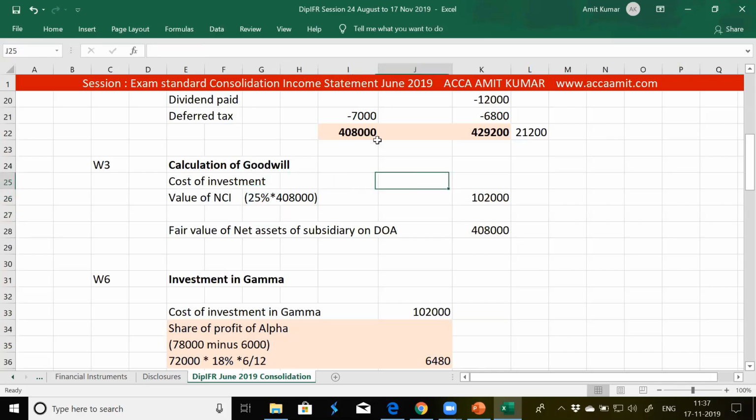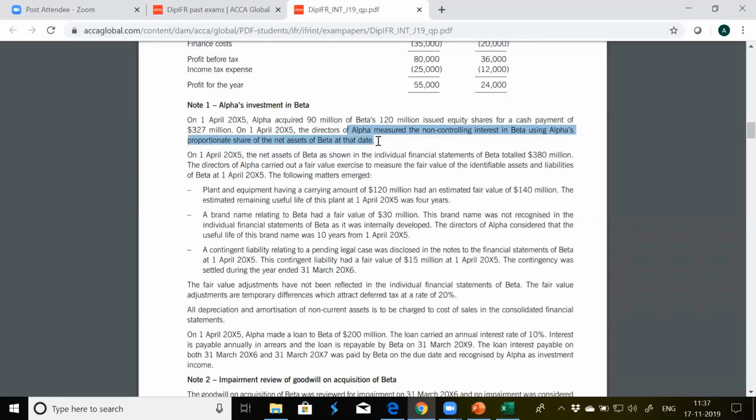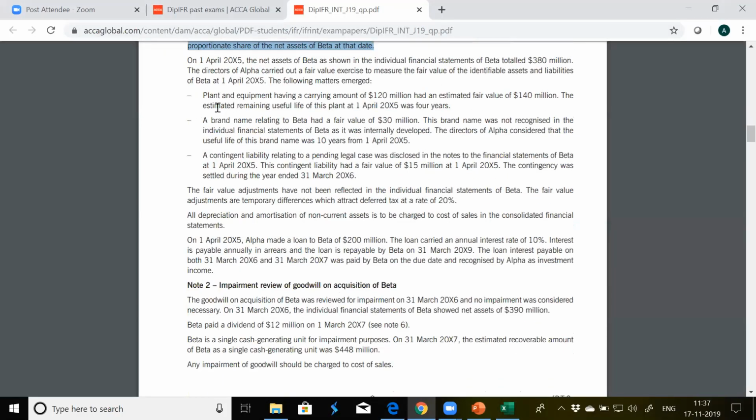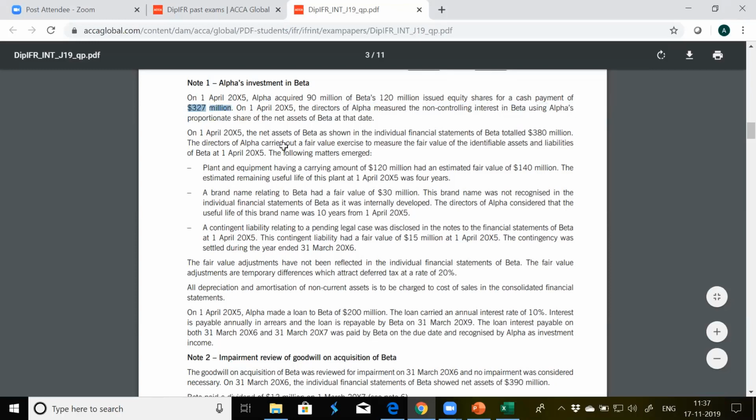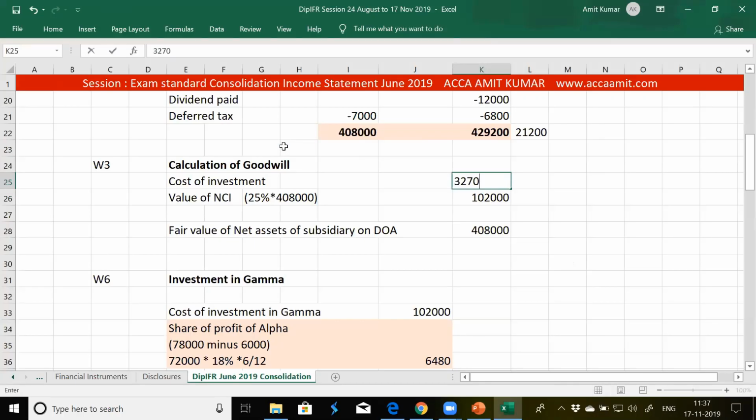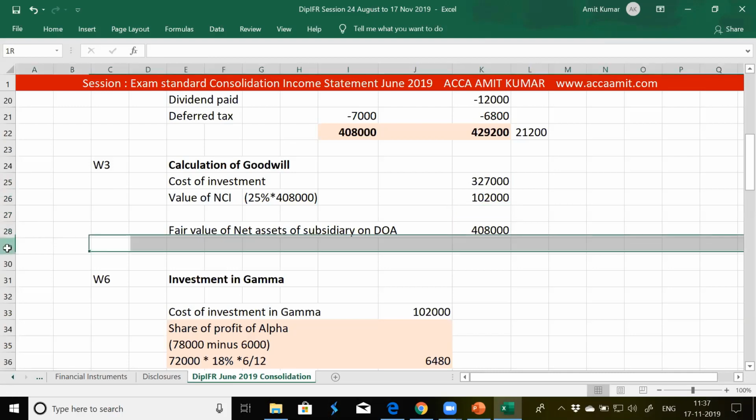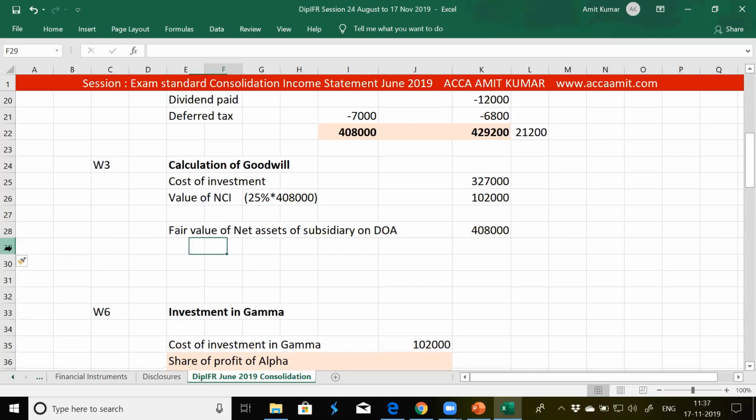Cost of investment is given to us as 327 million. 327,000 is the cost of investment. What is the value of goodwill? This belongs to parent only. 327 plus 102 minus 408,000. The value of goodwill as recognized in the balance sheet is 21,000. Now this is subject to impairment. How much impairment?